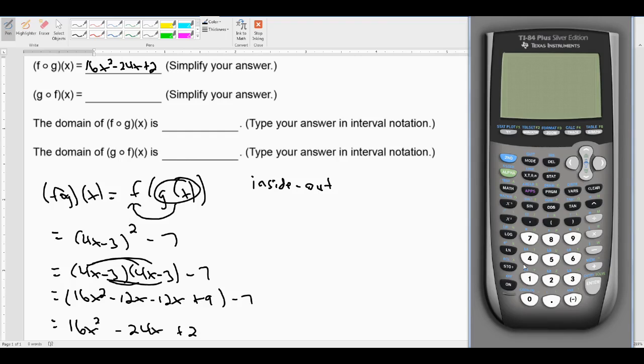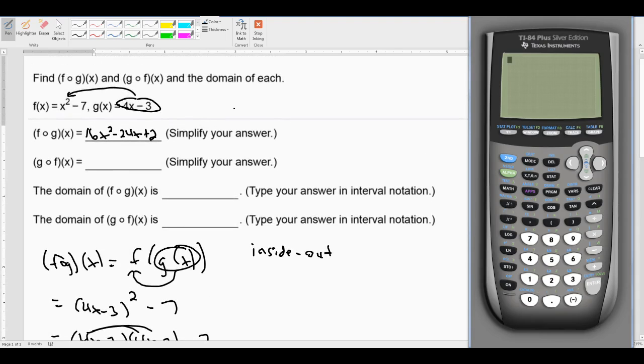When you find the domain, there are actually two things you have to find, because the inside function takes precedence. Because you're taking that and substituting it inside the outside function, there could be some x values that don't exist inside the g. So let's just graph everything. We want to graph the g of x function, which is 4x minus 3. Hopefully you know that's a line, and lines go forever left or right. The only time they don't is vertical lines. So in this case, the g of x function has a domain of negative infinity to positive infinity.